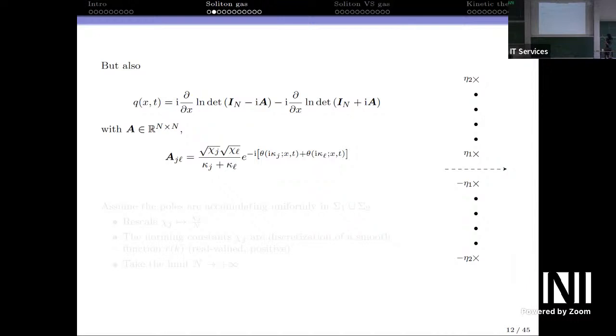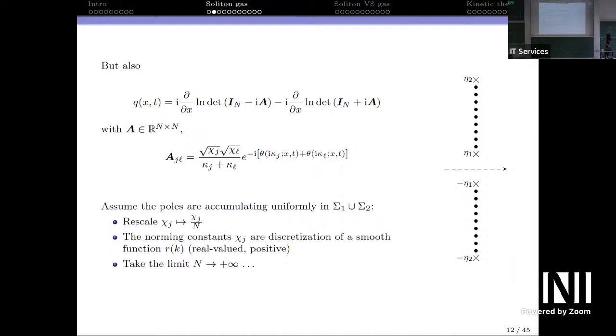So this is finite n. Now we take a lot of them. So we're putting more and more solitons into our pictures. We're rescaling the constants appropriately, like 1 over n. And we're assuming that the norming constants are a discretization of a smooth function r, which is regular enough. So here I'm writing real valued and positive. Eventually, we're going to ask for it to be analytic to make the analysis smoother. So suppose that r is nice enough. And then we take the limit.